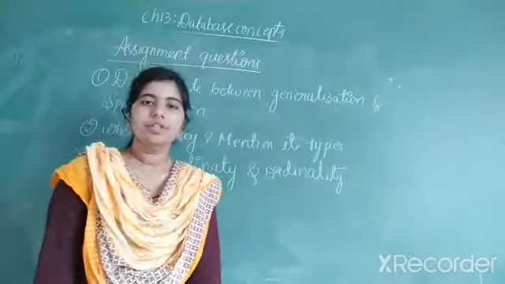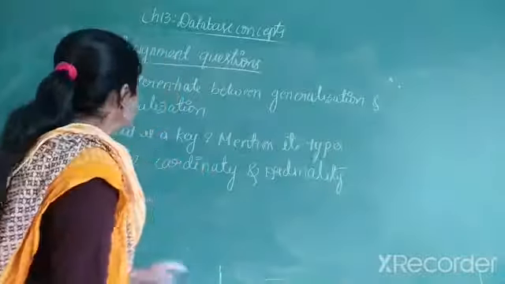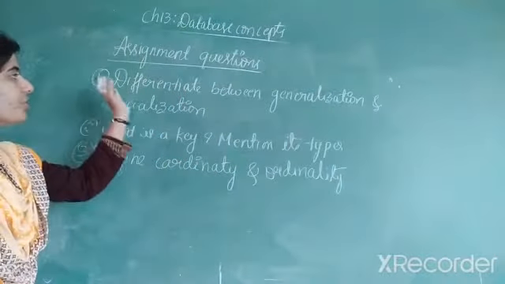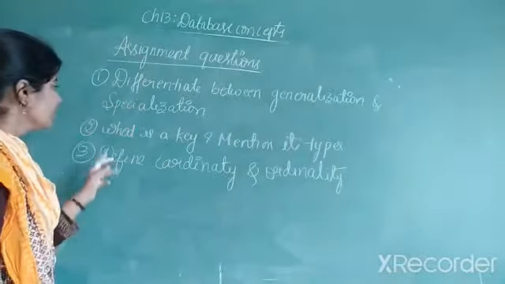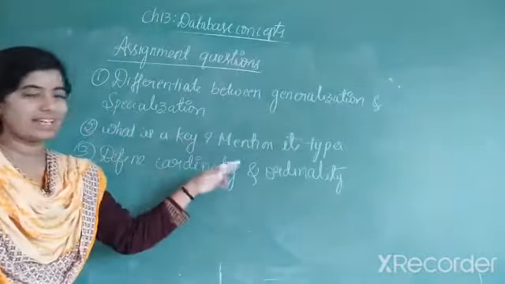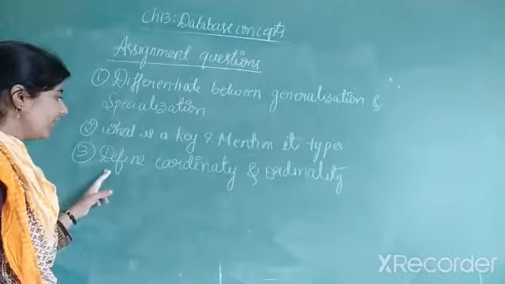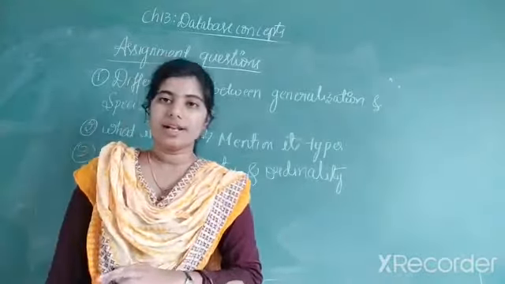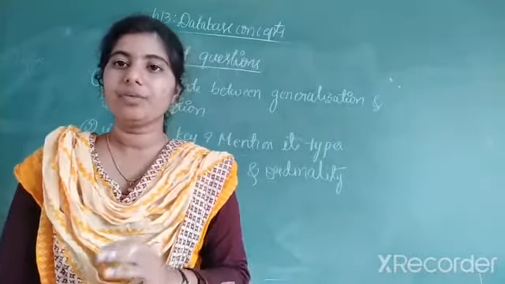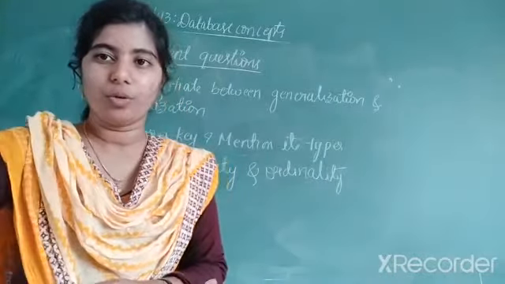So the assignment questions based on today's topic: the first and very important question is to differentiate between generalization and specialization. The second question is what is a key, mention its types, and the last question is to define cardinalities and ordinalities. So start writing the assignments and submit within 4 o'clock today. Thank you all.